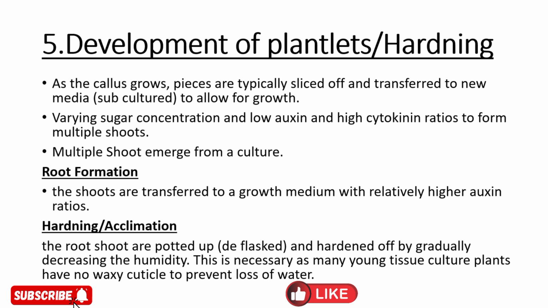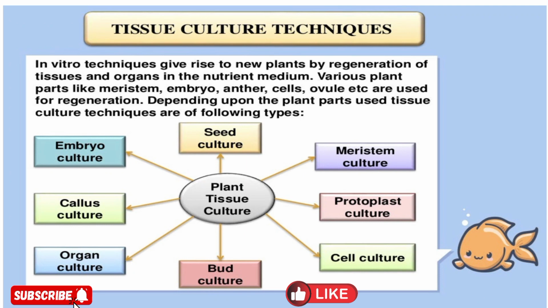The plantlets are removed from the test tubes, beakers, or conical flasks, and hardened by gradually decreasing the humidity. This process is known as hardening. This is necessary as many young tissue culture plants have no waxy cuticle to prevent loss of water. So the plants should be deflasked and shifted from the incubator to the greenhouse. And when they become hardened according to their environment, then from the greenhouse they are transferred to the open field.